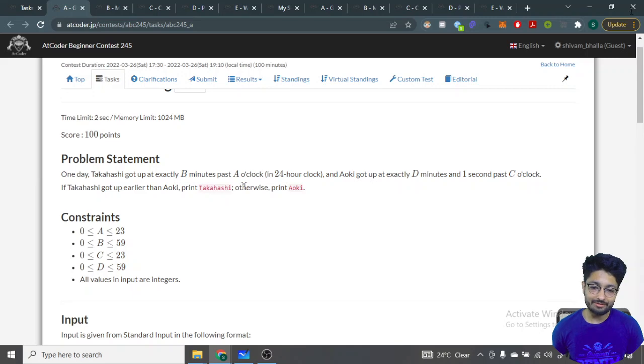So, you are given B minutes past A o'clock. So it is like A hours have passed, and then after that B minutes have also passed. Converted into seconds, that is A into 60 into 60 plus B into 60. Similarly, Aoki has got up at C o'clock and D minutes passed, so C o'clock plus D plus 1 second. So C into 60 into 60 plus D into 60 plus 1, and whichever is the smaller, that's the answer.